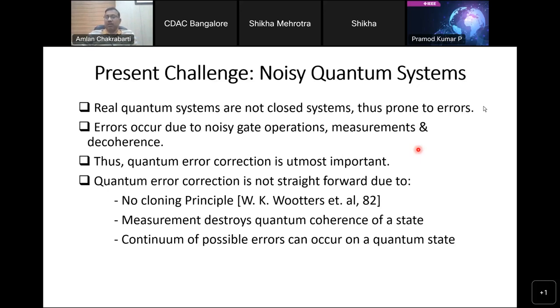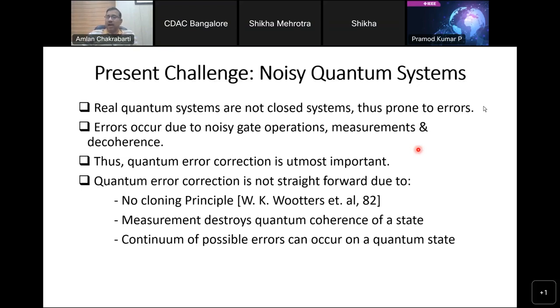So we cannot preserve a quantum state which is not known to me, and use it later. You cannot store it in the memory. The second one is that measurement itself is a source of error in the quantum state, so we have to do this very judiciously. If I measure the quantum state at this point of time, it will completely decohere. So we have to reinitialize the quantum system once again, and there is a cost, and you have to also think in terms of the algorithmic perspective. The third part is the continuum of possible errors.